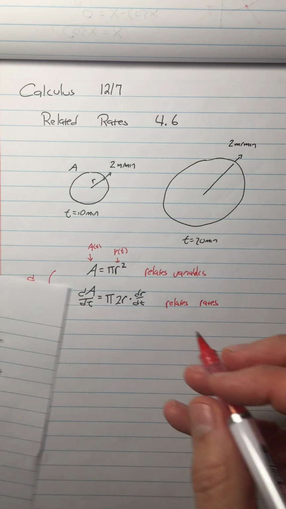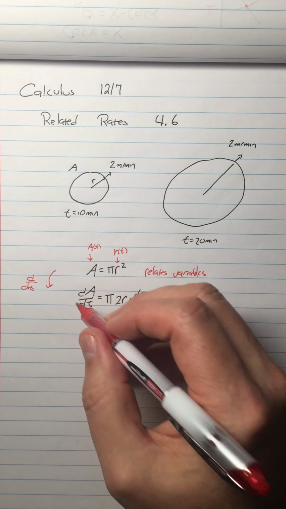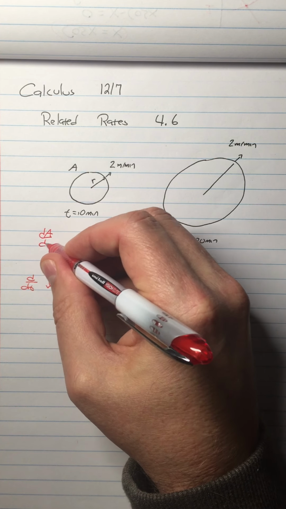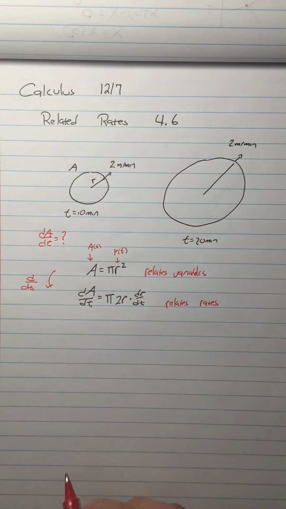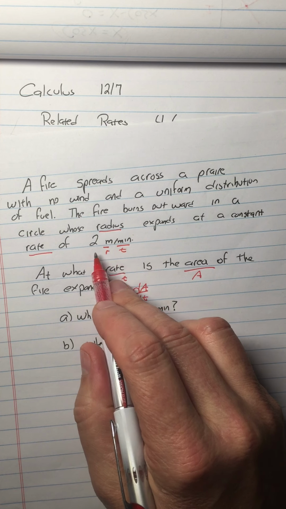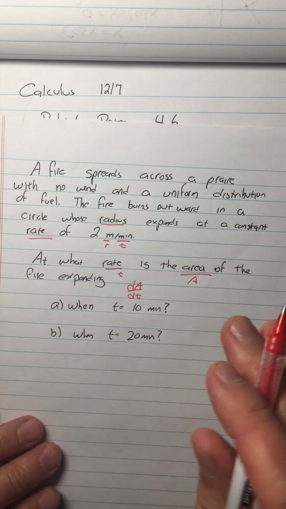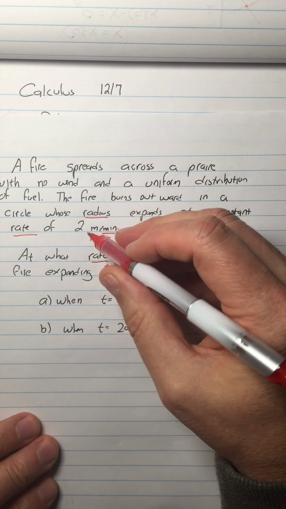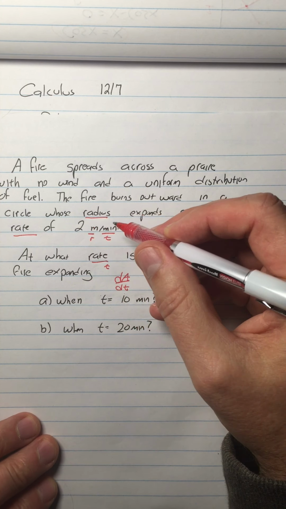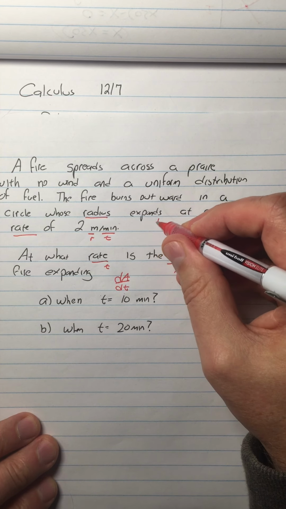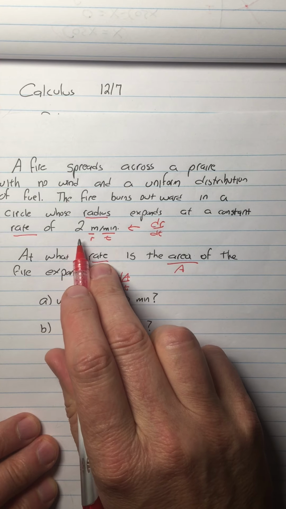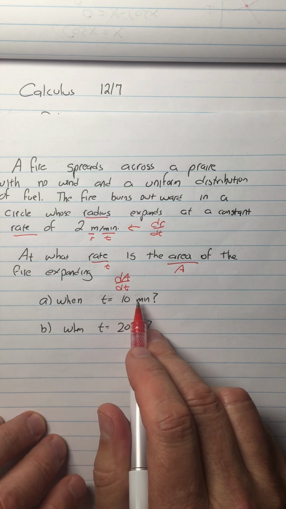All right, so that, in fact, is this. This is dA dt. That's what we're looking for. We're looking to find out what dA dt is. All right, and what about this fact that the radius is expanding at 2 meters per minute? What that's really giving you is the rate of change of the length of the radius with respect to time. So that's dr dt. That's what they're giving us. So they gave us dr dt, and we're trying to find dA dt.